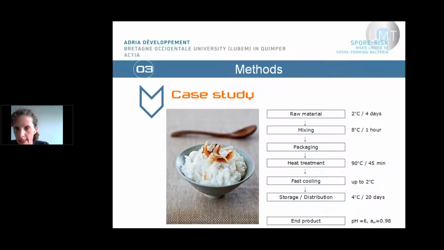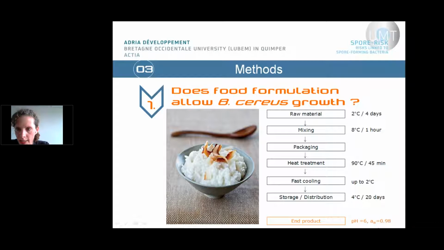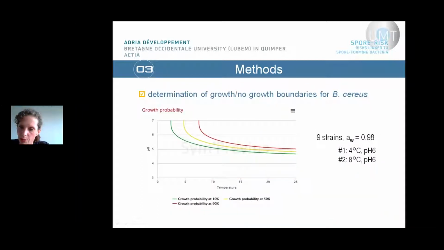So in this case study, I just used rice pudding, where you have here the process to obtain this rice pudding, and some information as well. So the first step is: does this food formulation allow growth of Bacillus cereus? Regarding the end product information that I got here, the pH and water activity, I am able to determine growth, no growth boundaries.